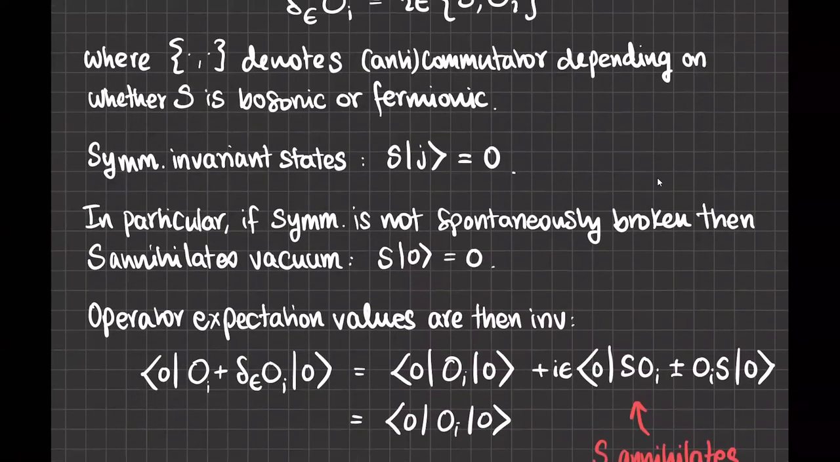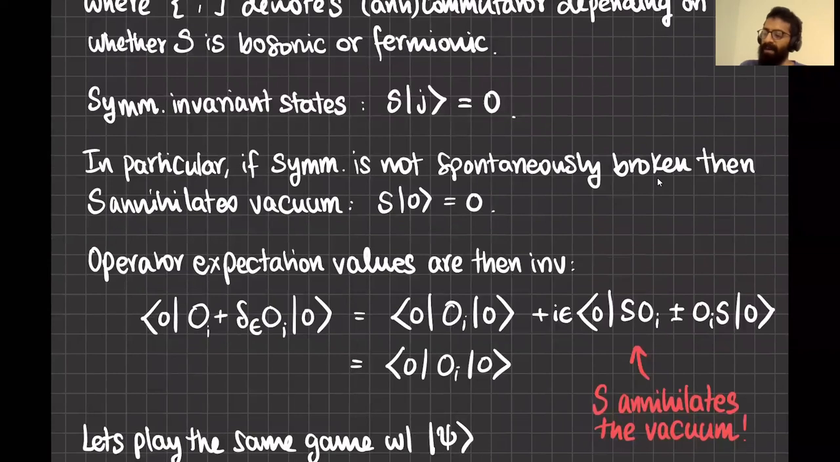The point here is that operator expectation values are then invariant. How do we see that? We start off with a correlation function, a vacuum correlation function, say a one-point function of some operator O. It could also be a string of operators, it doesn't matter. We perform an infinitesimal variation, then use the fact that the symmetry is generated by the charge. We get the original term plus the term delta epsilon O. But now we can use the fact that if the symmetry is not spontaneously broken, S annihilates the vacuum, and we get the same thing that we started out with.